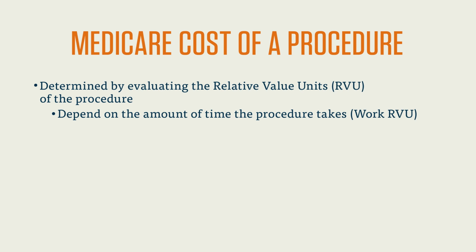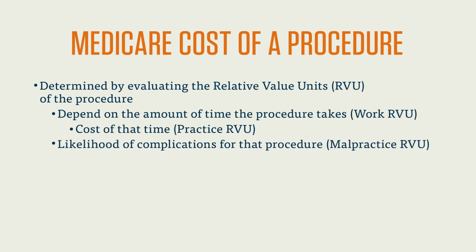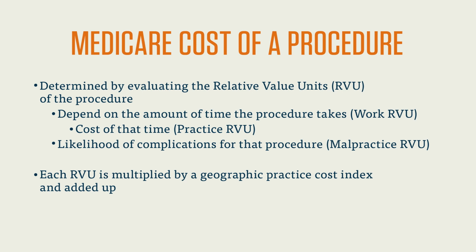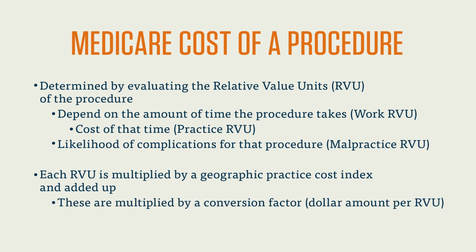These RVUs depend on the amount of the time the procedure takes, the work RVU, the cost of that time, called the practice RVU, and the likelihood of complications for that procedure, the malpractice RVU. These are each multiplied by a geographic practice cost index and added up. These in turn are multiplied by a conversion factor, which is the dollar amount per RVU.